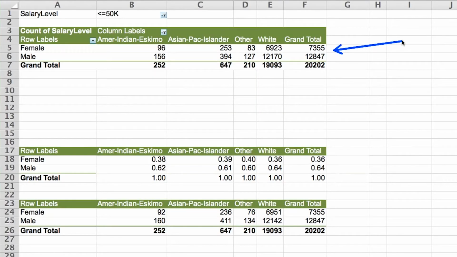Let's get back to the two tables. We have observed counts versus expected counts. What we need is to know how far 96 is from the expected count of 92. Well, of course it is 4, but it is 4 as a proportion of 92, versus, let's say, 6923 versus 6951. Yes, the difference is 28, but as a proportion of 6951, it is far less.